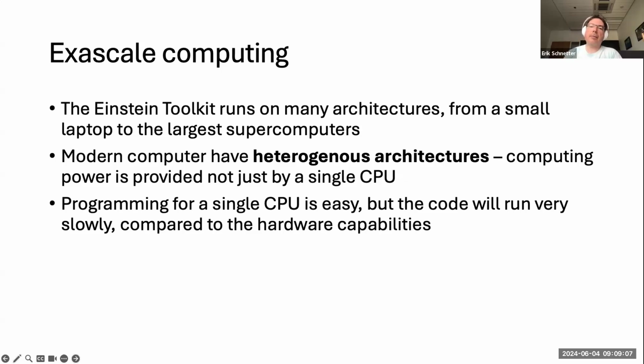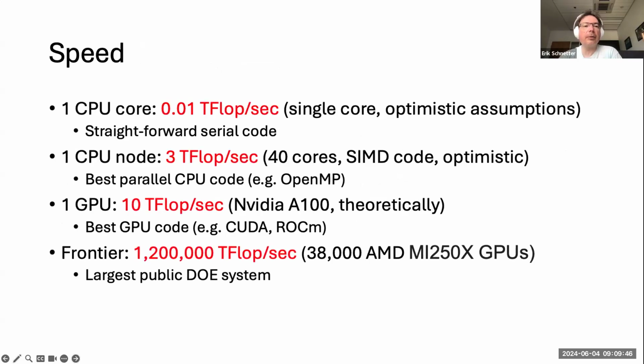It's a bit tedious to do that, but the Einstein Toolkit and CarpetX offer features for it. That means you can write your code, and then you can choose whether you run it on the CPU or on the GPU without having to rewrite in CUDA or ROCm or any other thing. And that gives you a lot of advantage in the computing power. Programming for a single CPU is easy, but the code will run very slowly. Well, it will run as fast as it did on a computer 20 years ago. So it runs slowly compared to what the hardware can actually offer. And I think I have some numbers here, just showing how important this parallel computing is.